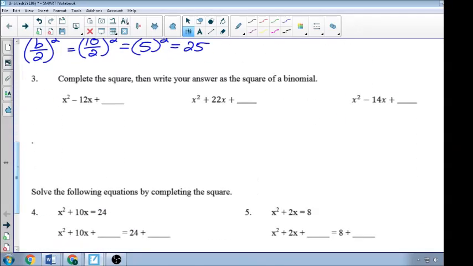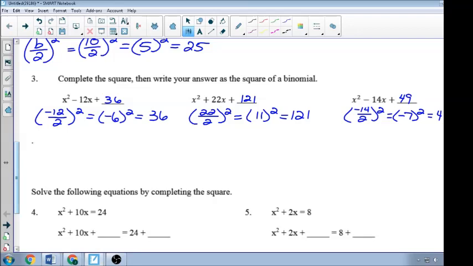So in example 3, we have 3 more problems where we need to complete the square. So in the first one, I'm going to take negative 12, divide by 2, and square it, which is negative 6 squared, which is positive 36. What you're going to notice is every time you complete the square, that number is always going to be positive. Okay? Why don't you go ahead and try the next 2 examples on your own. I will have the answers for you, so go ahead and pause the video. As soon as you're done attempting them, go ahead and turn it back on, and the answers will be there for you. If you have any questions on them, make sure you bring them to me tomorrow.